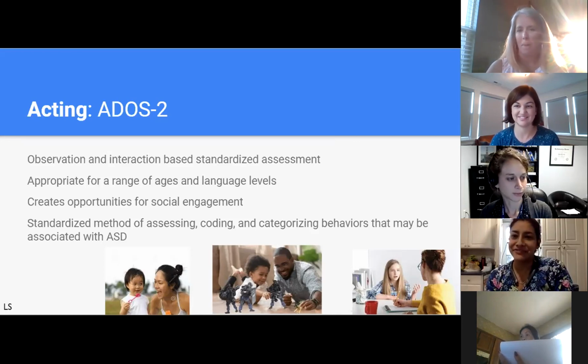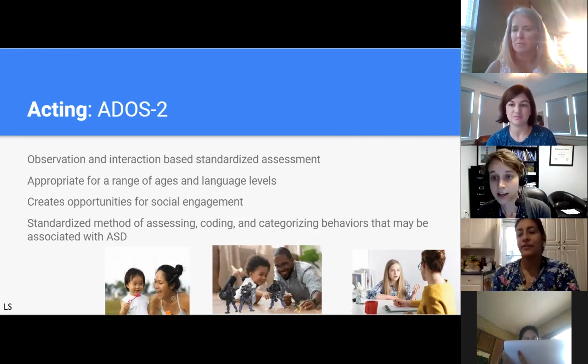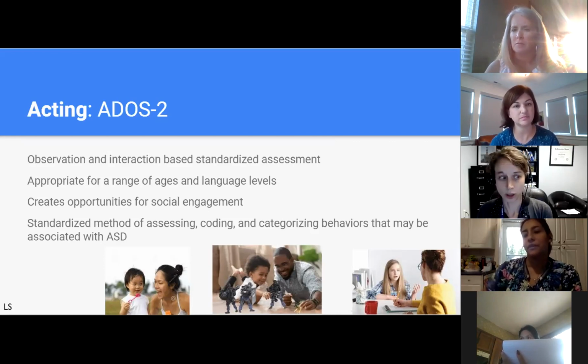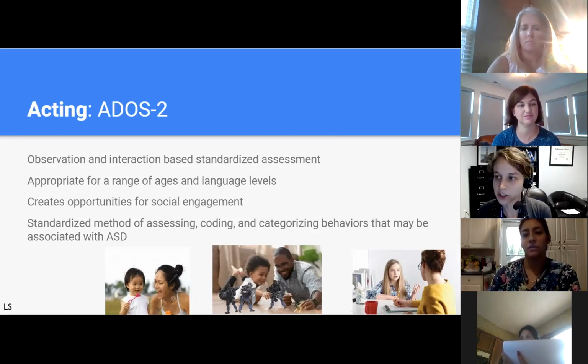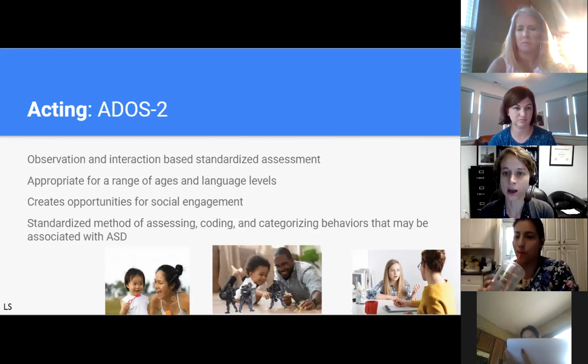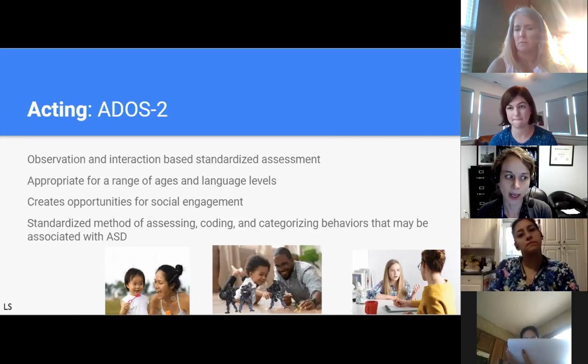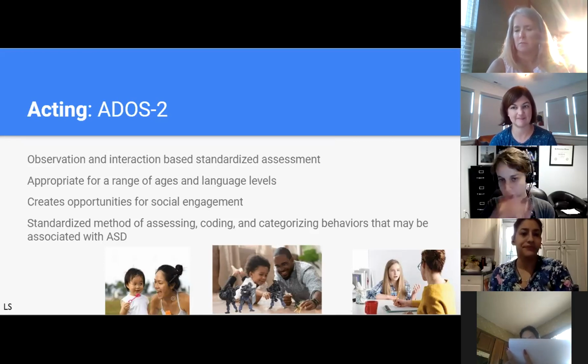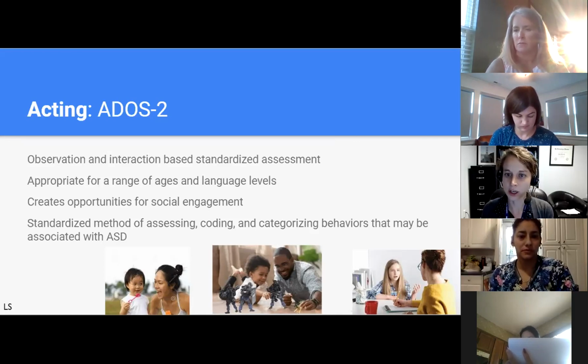Yep. So I was saying that the ADOS is everyone's favorite autism assessment tool. This is an observation-based assessment where the child or teen interacts with the examiner who's giving the ADOS. There are different activities that happen based on the child's age and communication. So what they're trying to do is create a situation that allows you to observe someone's social skills.